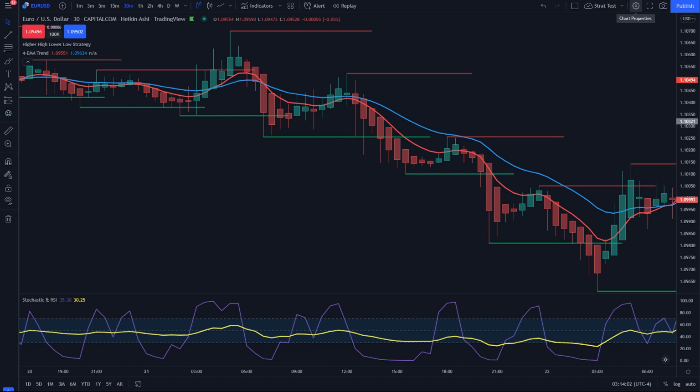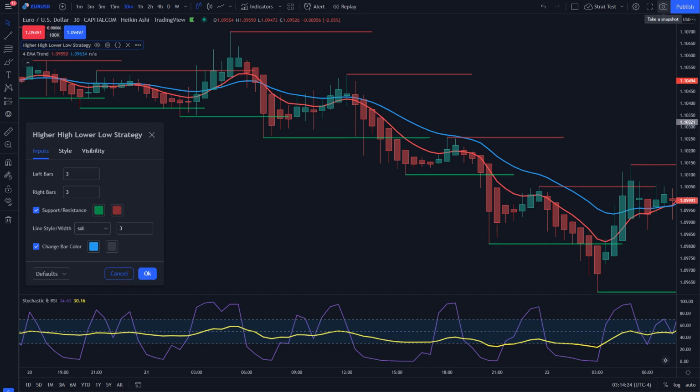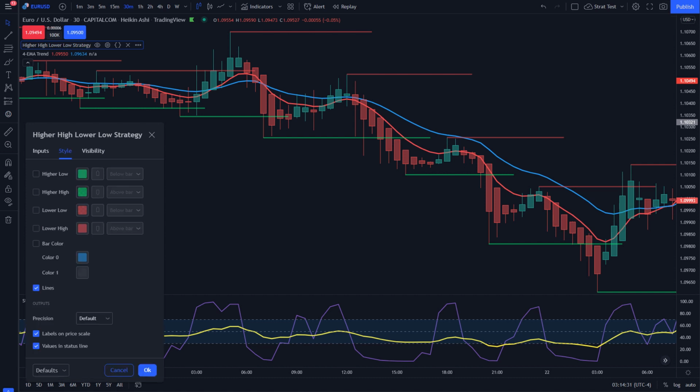First let's have a look at the indicators. To see the highs and the lows in the chart, I use the higher high lower low strategy indicator. And these are the settings. I'm just displaying the lines for the lows and the highs.